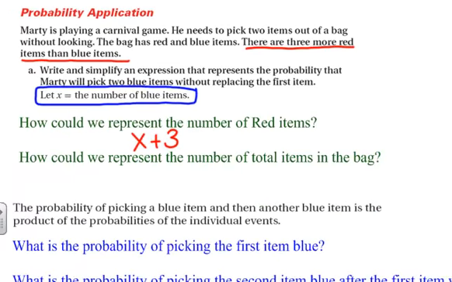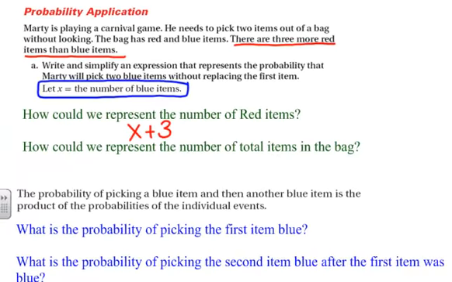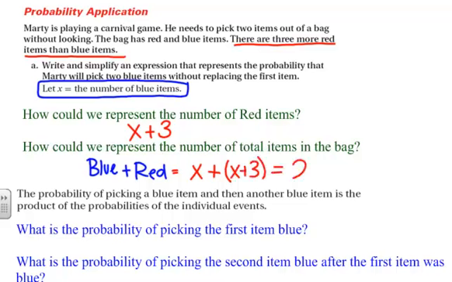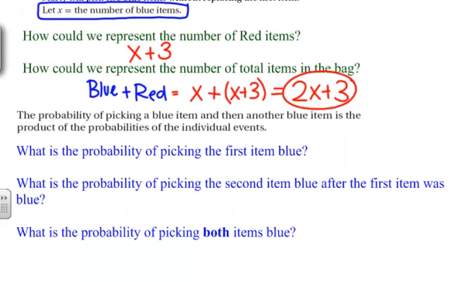How could we represent the total number of items in the bag? Well, we have blue plus red in the bag. So let's take a look at our equations. Blue was x, plus our reds were x plus 3. So the total number of items in the bag is 2x plus 3. So now we're going to use that information to figure out the rest of our problem.